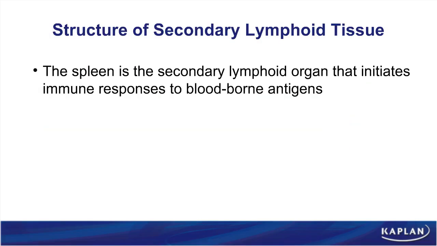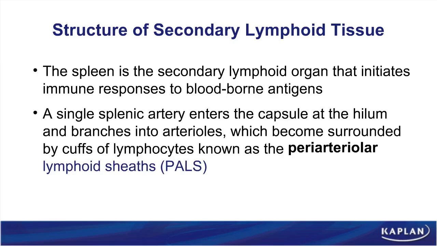The spleen is the other major secondary lymphoid tissue that is extremely compartmentalized, and it really handles the immune responses to blood-borne antigens. The splenic artery that enters the spleen is surrounded by cuffs of lymphocytes, and this is known as the periarteriolar lymphoid sheath, and that is the T cell specific area of the spleen.